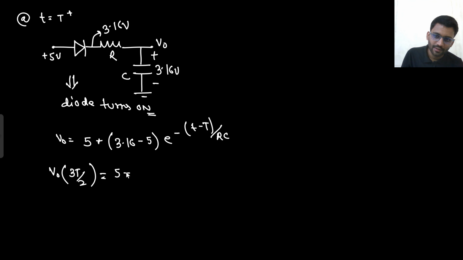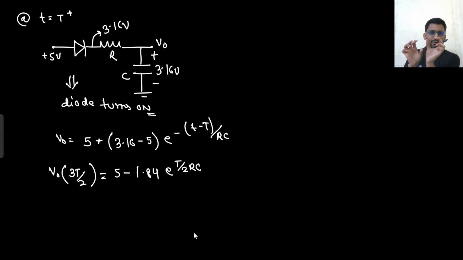That will be 5 minus 1.84 e to the power, here I am putting 3t by 2, so it will be t by 2 RC. Basically it has the window of t by 2 time. Basically that is the mean.